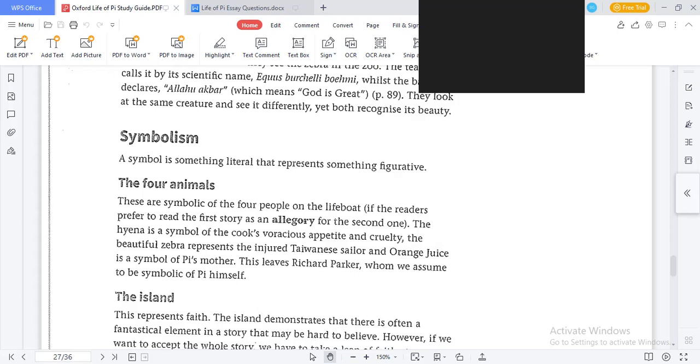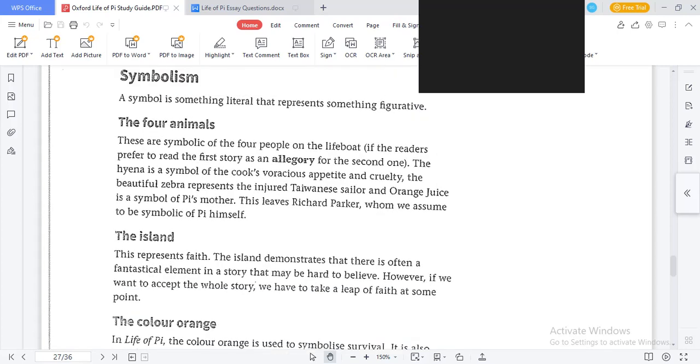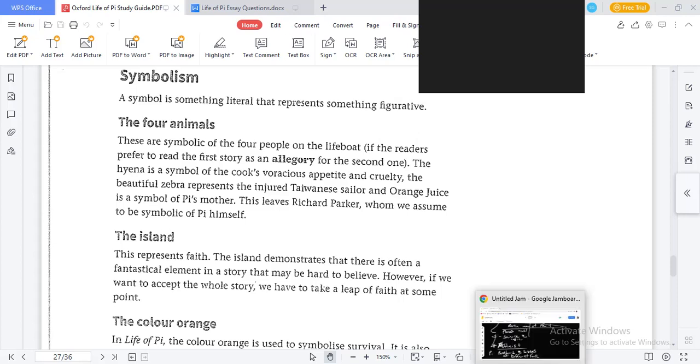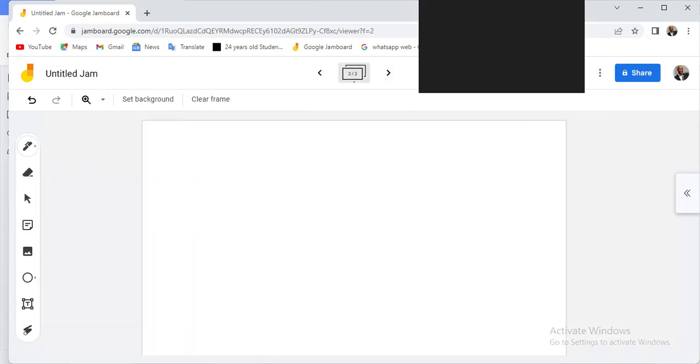Symbolism, very important. Let's talk about symbolism, and we all know what it is. It's something literal that represents something figurative. Let's talk about these four animals. We're going to talk about the four animals in terms of symbolism, and this is what you do.